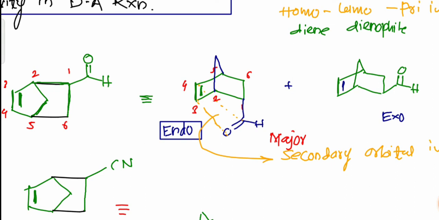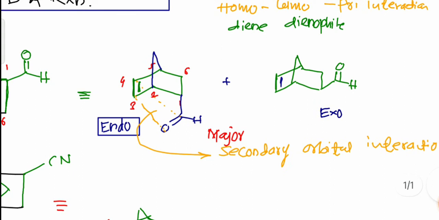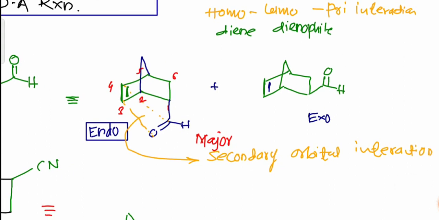According to this rule, look at carbon numbers C4 and C3. There are pi electrons, there is a double bond, and that double bond can interact or participate with the carbonyl group or other electron withdrawing groups present at the endo side. So a secondary orbital interaction will be developed, and that leads to lower energy and forms a more stable product. To raise the stability, the endo products are always more stable.